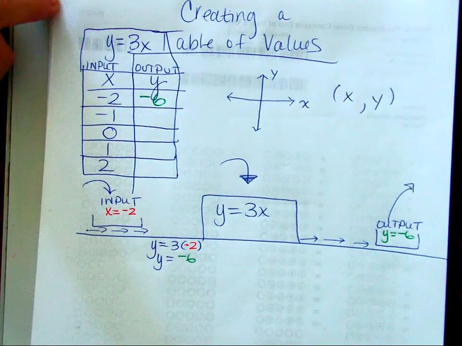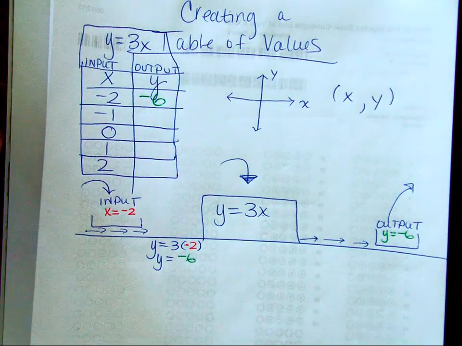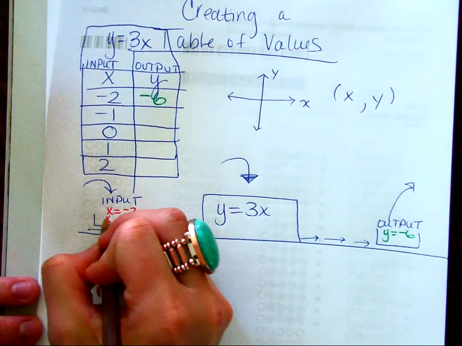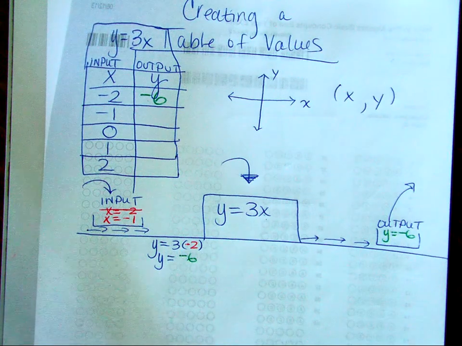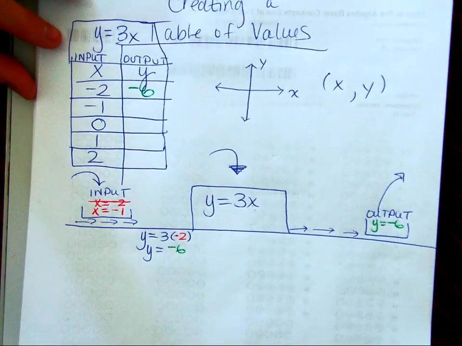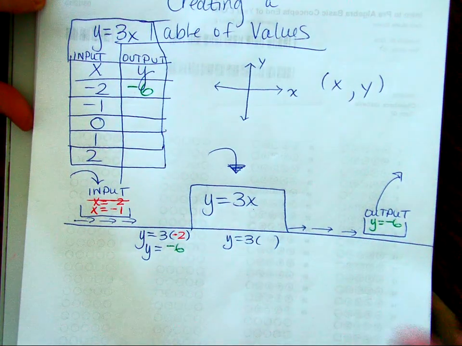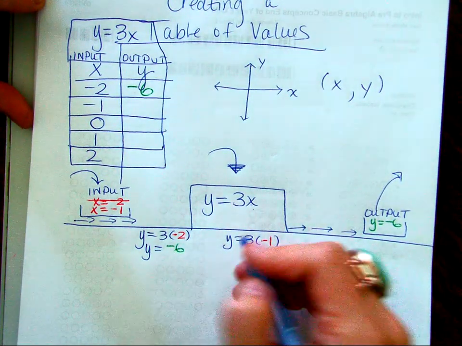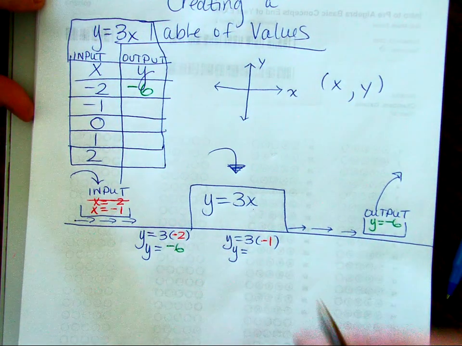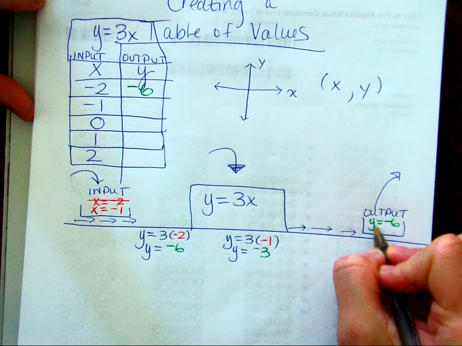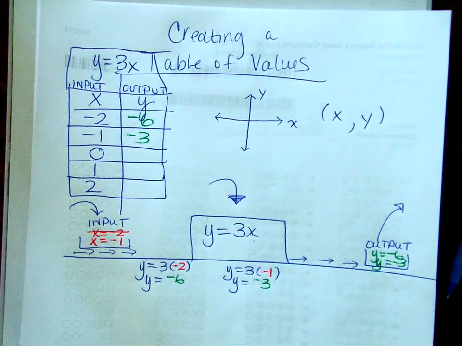Did that make sense? Now I input my next one, which is going to be a -1. I'm going to pretend like that -2 is not there, and input a -1. It's going to move down the tray and get in there. This time, that 3 is not going to be multiplied by a -2, but by a -1, which means my output, or my y, is what this time? -3. So y equals -3 got spit out there. Okay? You seeing what's happening?